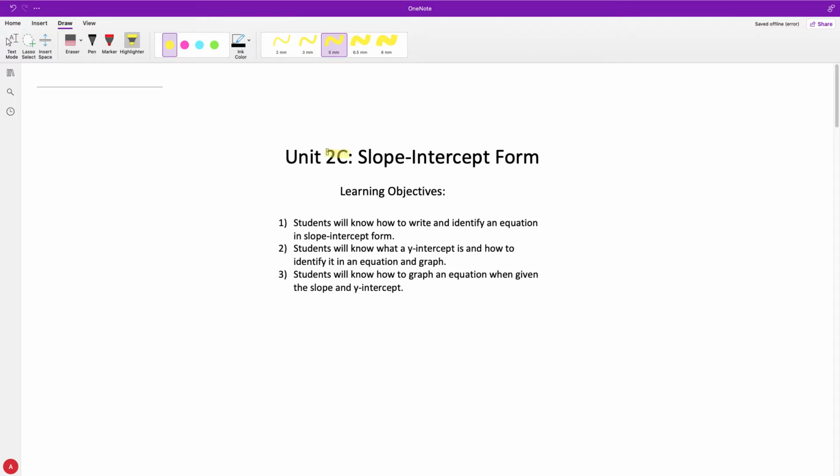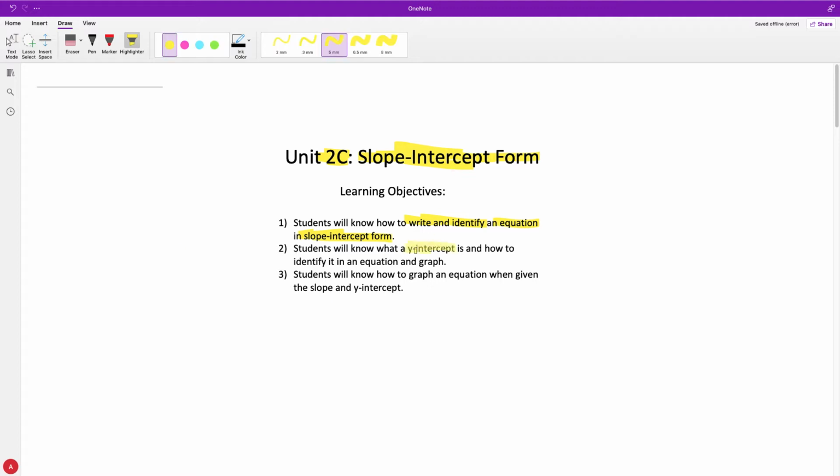So we're moving on to our third unit, unit 2C, our third section of the unit, and we're now going to be learning about slope-intercept form. Remember, at the end of the video, you should be able to come back to these learning objectives and say, do I know how to do these, or do I need to ask more questions about this? Students will know how to write and identify an equation in slope-intercept form. So we're going to learn how to graph in slope-intercept form, and you also need to be able to identify what slope-intercept form is and how it is presented.